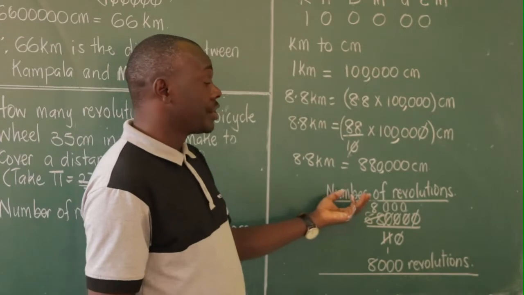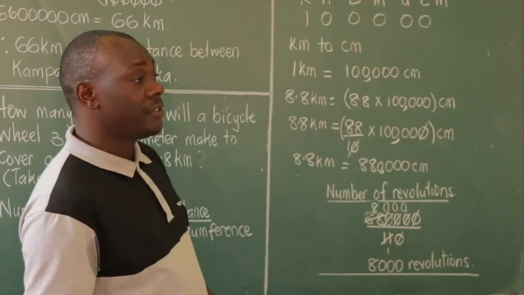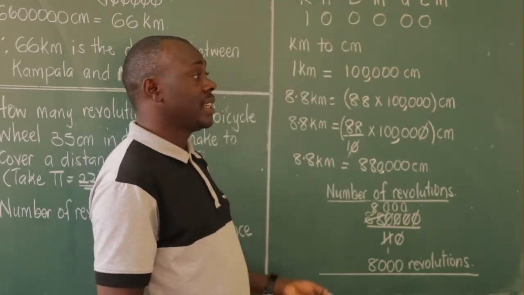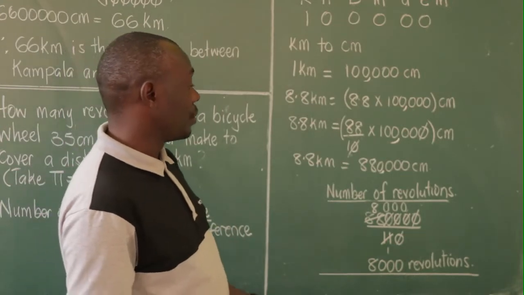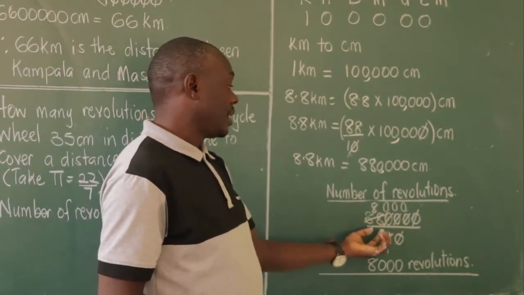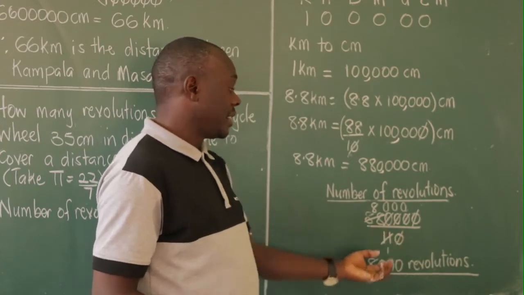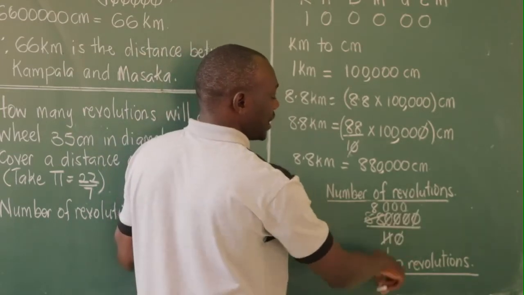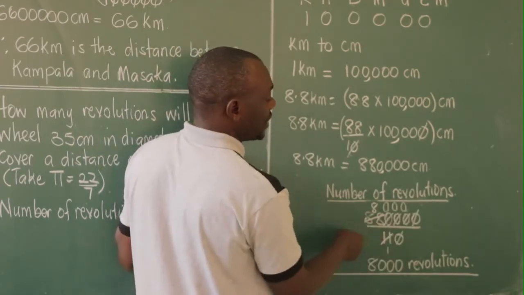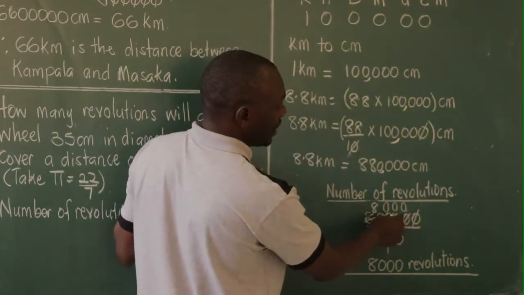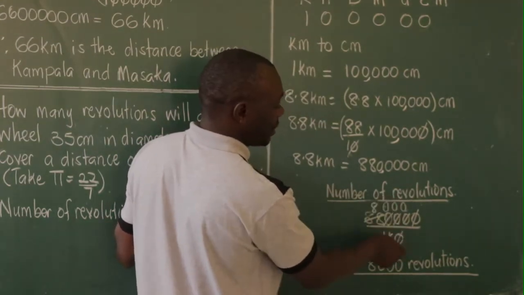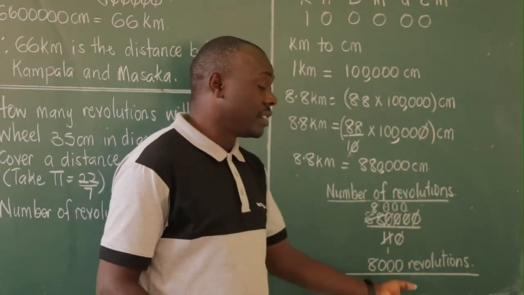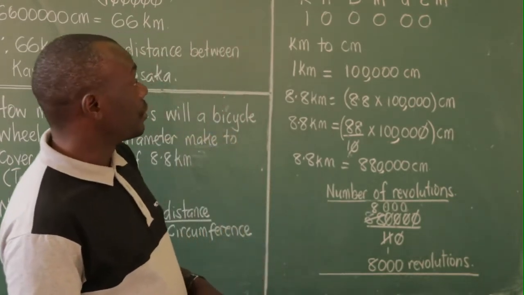Which we said is found by dividing distance by the circumference. Circumference is 110 and the distance in centimeters is 880,000 centimeters. So say number of revolutions is equal to the distance in centimeters divided by the circumference in centimeters. That's 880,000 divided by 110, divide by 10 by 10. 11 divided by 11 is 1. 88 divided by 11 is 8. 0 divided by 11 is 0. And so on. The other two zeros, thereby making 8,000 rotations, also known as revolutions.